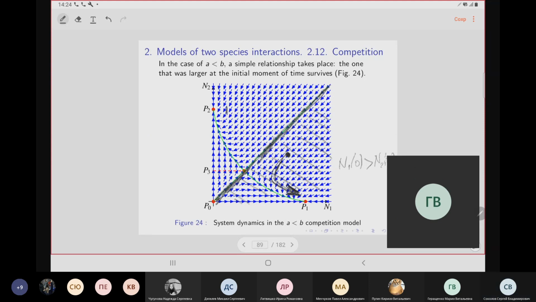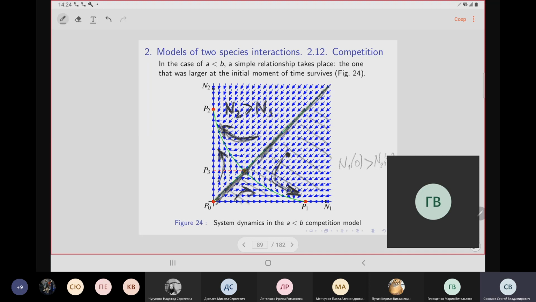And here N2 is greater than N1. And so far, the N2 population survives. So who is bigger wins. And the point P3 is a classical saddle. So that's all about our competition.